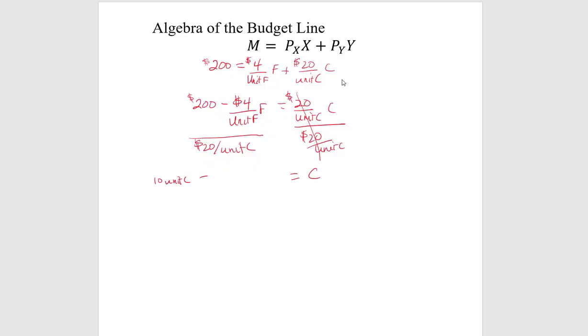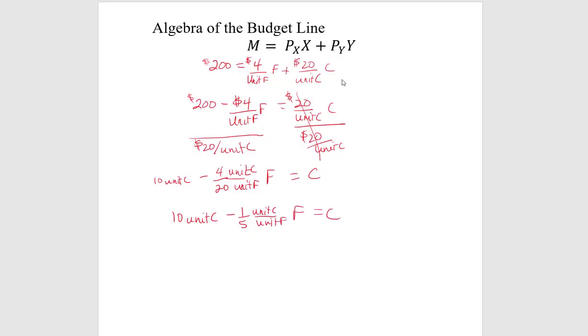That's going to be dollars dividing out, right? And then 4 over 20, which we could simplify, but I want to just keep it like this for now. But the units you would flip and multiply. So this is 4 units of clothing over 20 units of food times the number of units of food. So we get 10 units of C minus 1/5 units of C per unit of F times the number of units of F equals C.